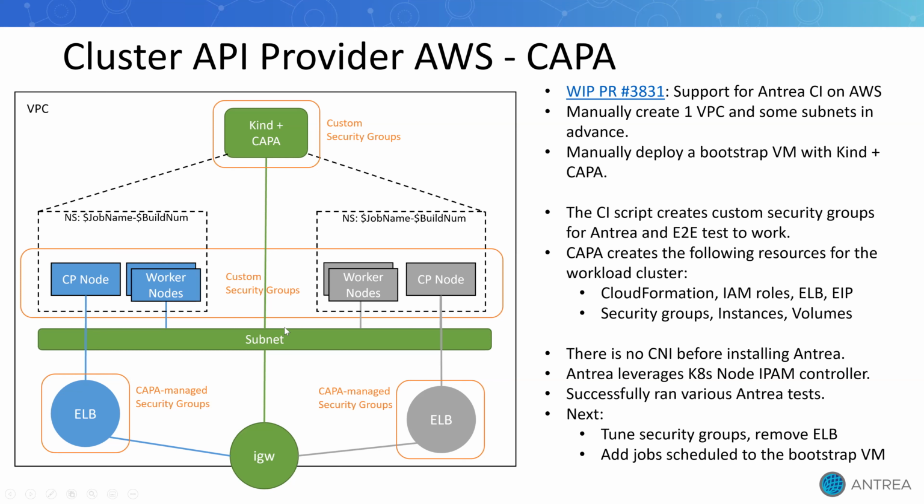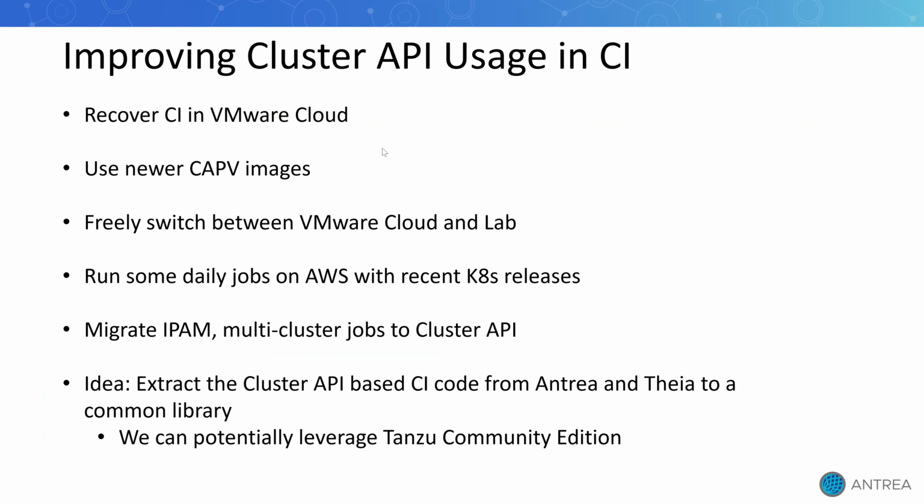So another point is that for simplicity, I just drew one subnet. Actually, we can have multiple subnets for different clusters and for the Bootstrap VM. And this Bootstrap VM will be connected to Jenkins. And maybe let me go to the next slide, the improvements for cluster API usage in CI.